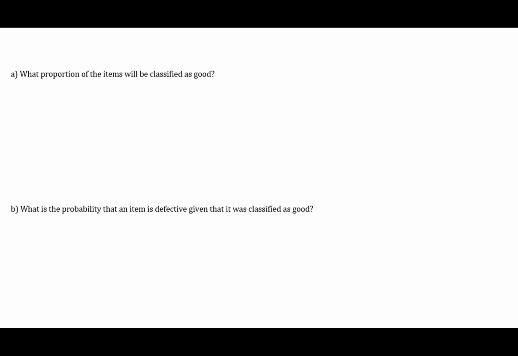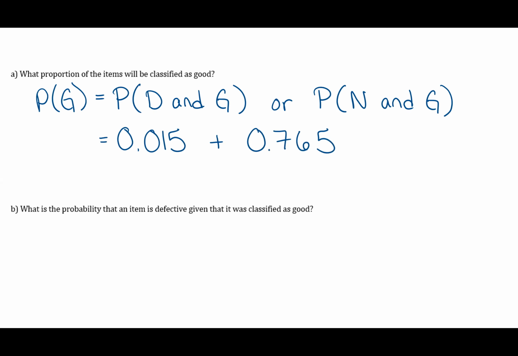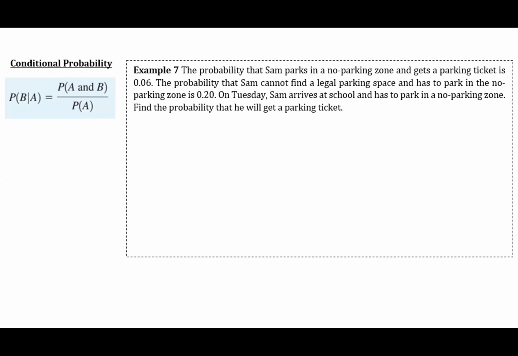I believe it. Okay, so what proportion of items will be classified as good? Are we going back to the previous example? Yeah, we didn't answer the question. I see. Okay, sorry. I just built the table out. So the probability of being labeled as good is either defective and good or non-defective and good. If we go back to the previous page, that was 0.015 for defective and good and 0.765 for non-defective and good. So you add those together and you get 0.78. So 78% of the items are labeled as good.